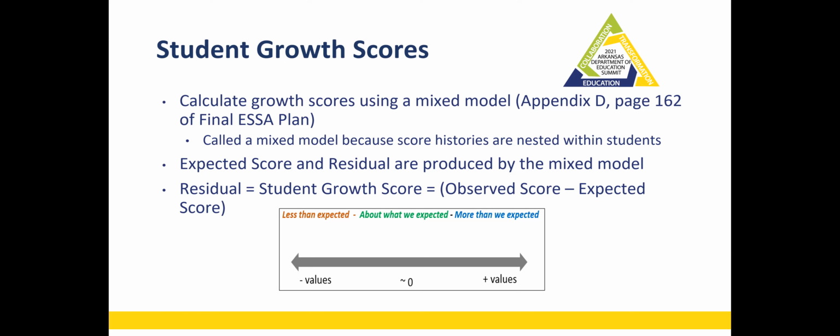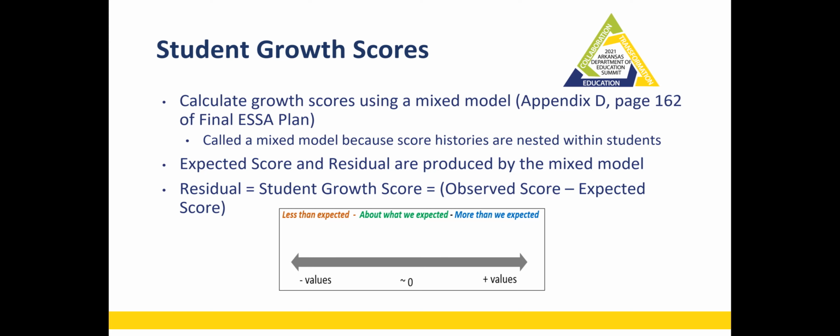We use the expected score and the residual, which are both produced by the mixed model. And the residual, which is the difference between what we expected and what the student actually achieved, that becomes the student growth score. So the observed score, their current school year score, minus their expected score that's built from their score history, their achievement story, gives us their growth score. If it's a 0 or above, then that means they met or exceeded expected growth. If it's below 0, then that means they made less than what we expected in the way of growth and achievement.